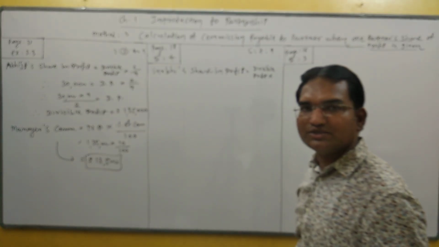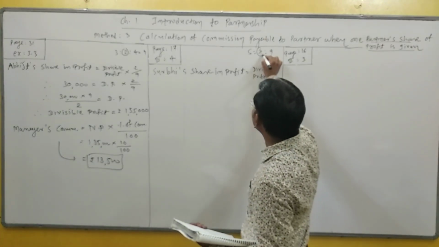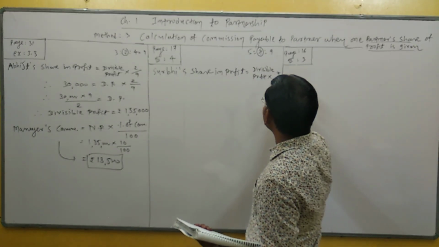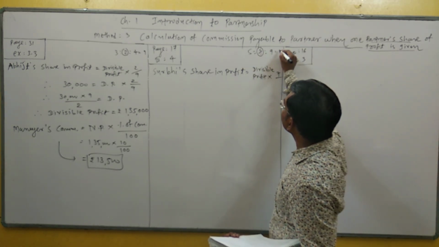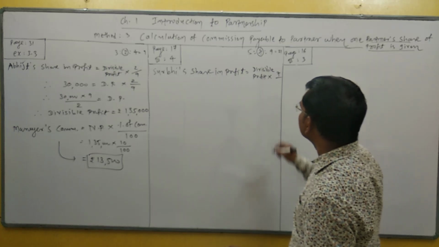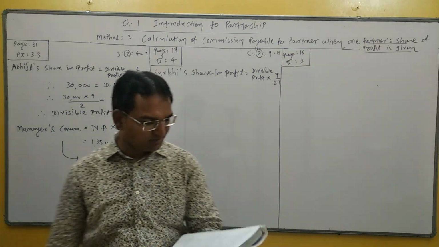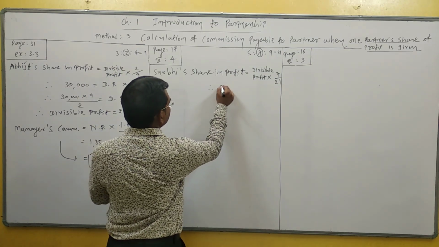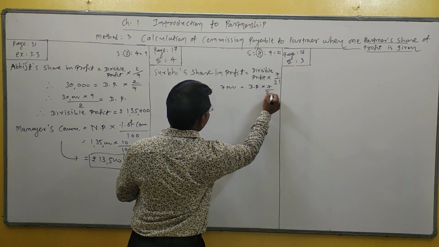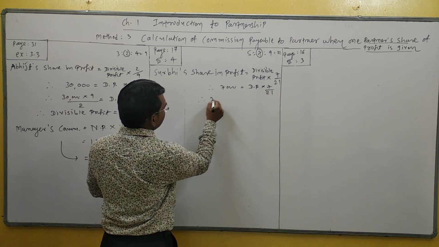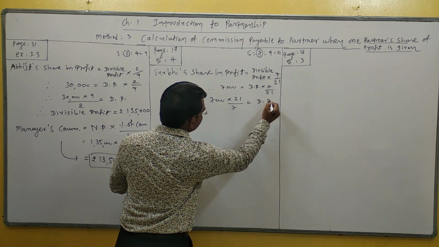5:7:9. And Surbhi is the second partner. Second partner's share is 7 by the total. So 5 plus 7 is 12, plus 9 is 21. So divide by 21, right? Now Surbhi's share in profit is given as 7,000. So 7,000 is equal to divisible profit into 7 by 21. By cross multiplication, 7,000 into 21 divided by 7 is equal to the divisible profit.